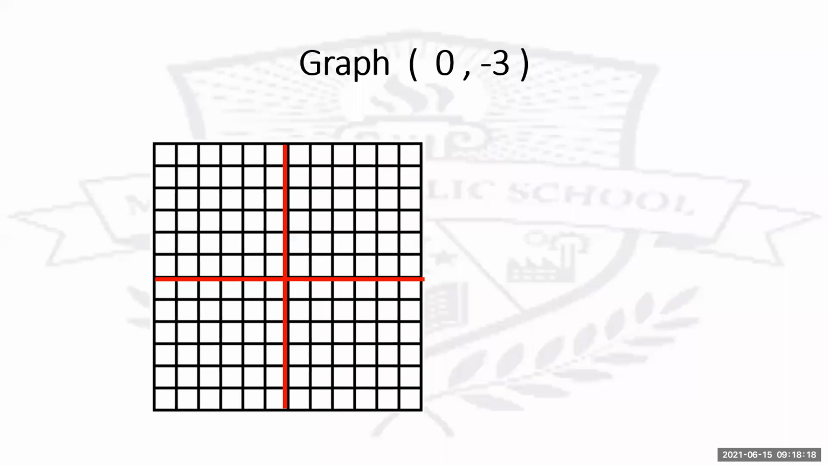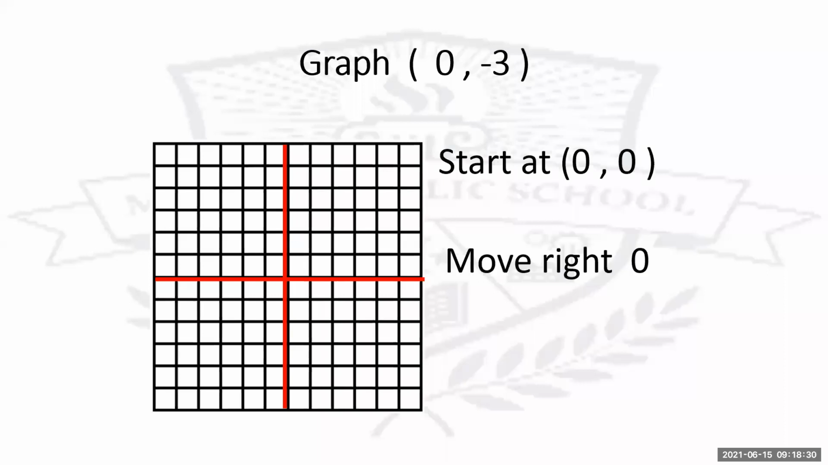Check here the next set of points. 0 comma minus 3. Start at 0 comma 0, move right 0 and move down 3. Now why are you moving down? Because it is negative 3. Understand? So here you will get the location of the point 0 comma minus 3.